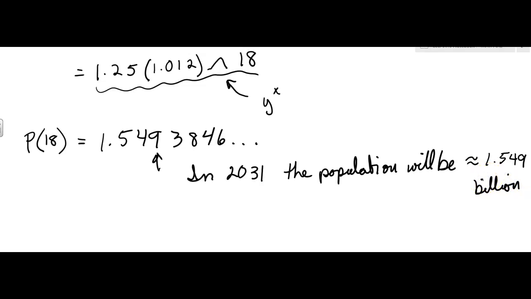Okay. So that's what we're expecting according to the model in 2031, that the population will be about 1.549 billion people in India.